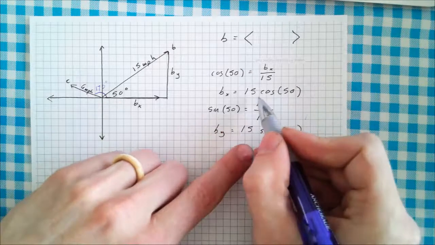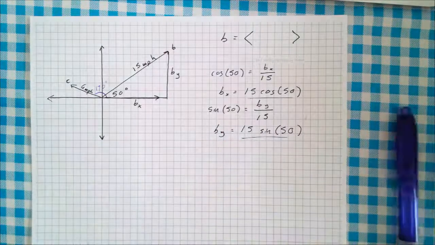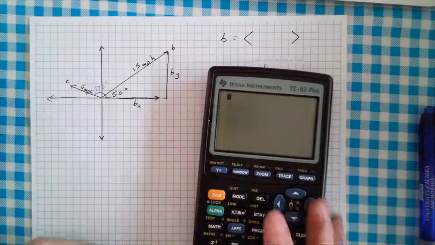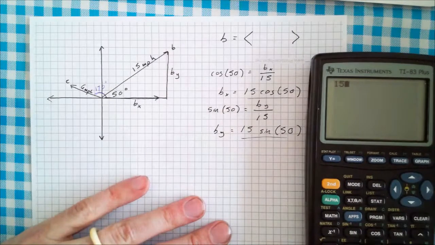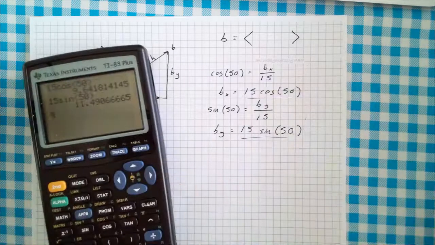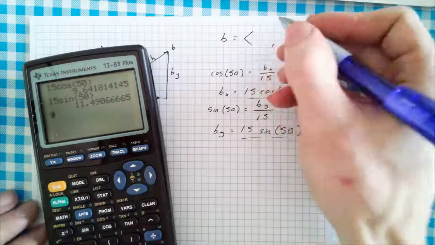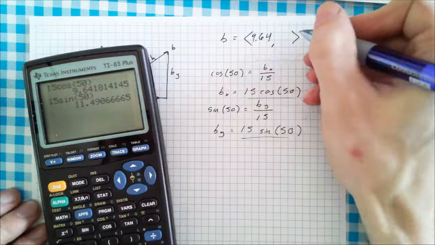So this is my x component and this is my y component. We'll just go to our calculator and calculate those. 15 times cosine of 50, and 15 times the sine of 50. Okay, so there are my values. I'll just put them in here. I'll round them as 9.64 for x and 11.49 for y.